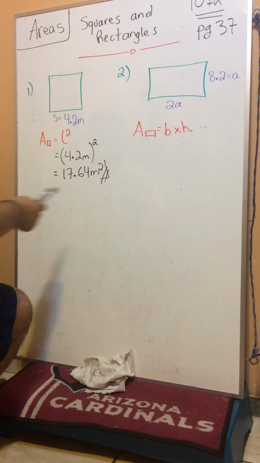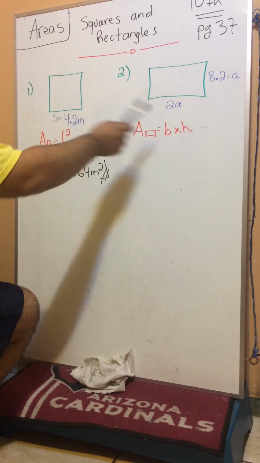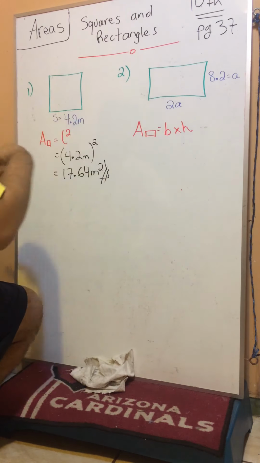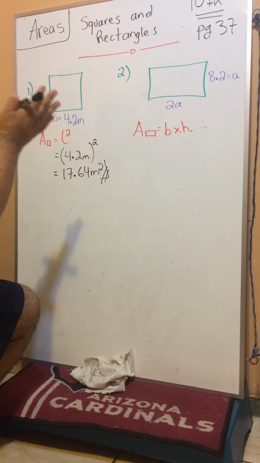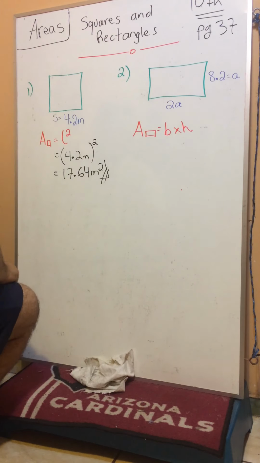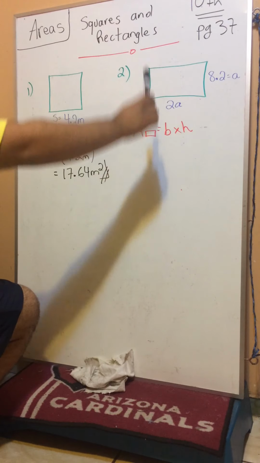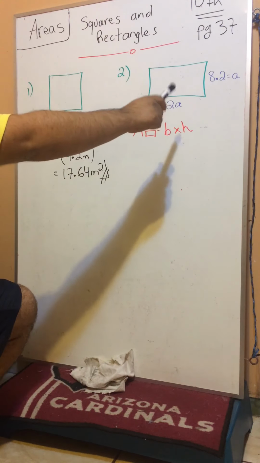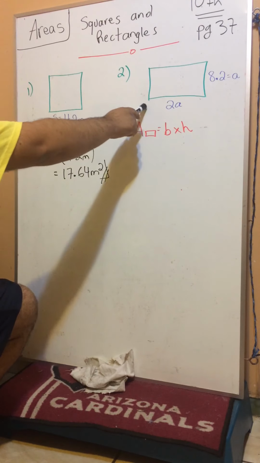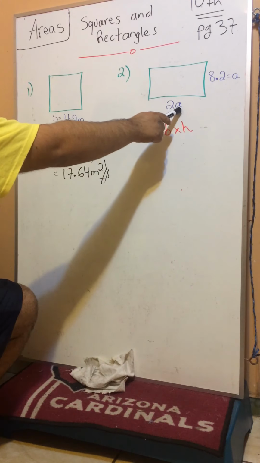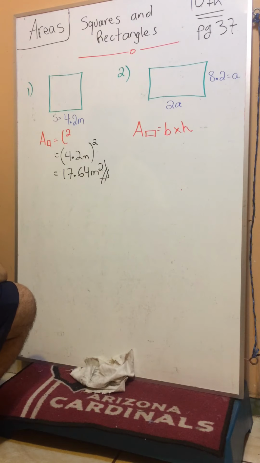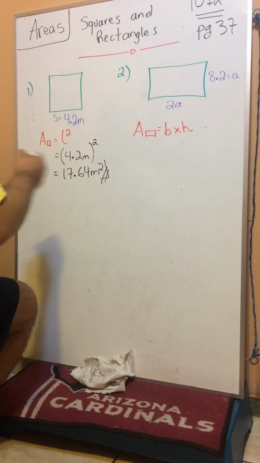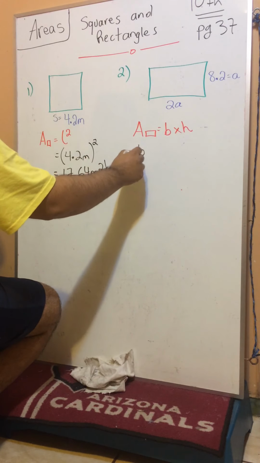Now let's work the rectangle. With the rectangle, the area is base times height. Let's take this long side as the base, because in the rectangle the base is usually the longer side, and the height is going to be this one. If this side is 8.2, and the base is 2 times one of the sides, we have to work this one first. So let's work on the base first.